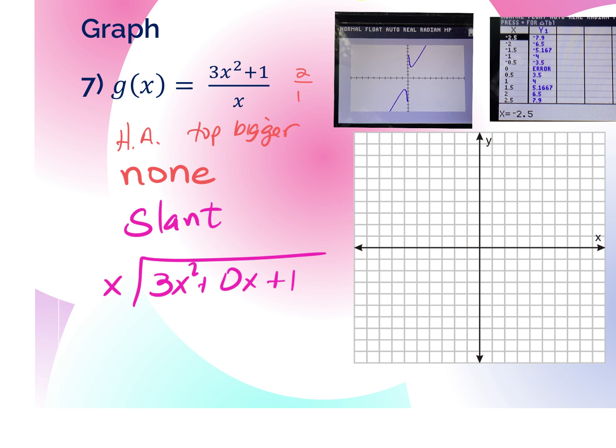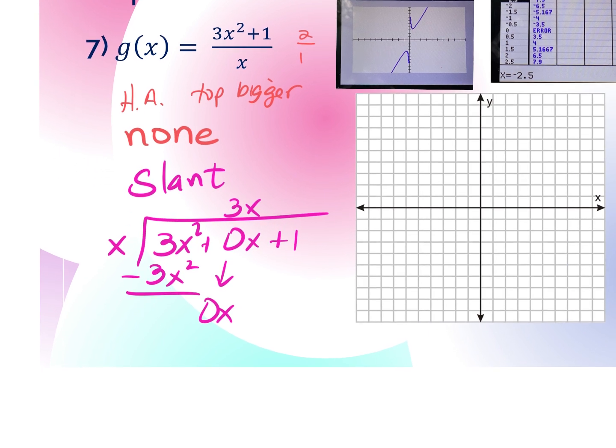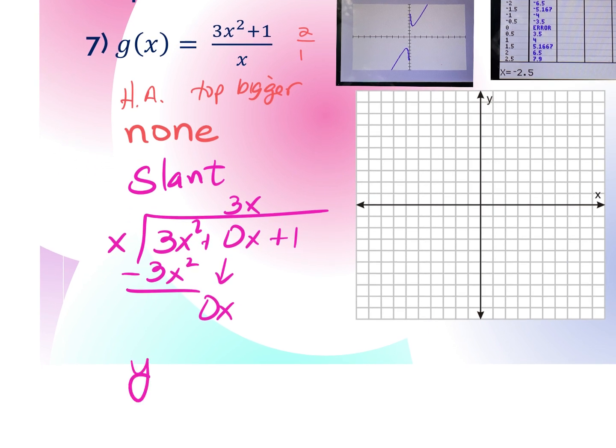So now we're going to look to see what we are going to multiply x by to make it 3x squared. We're going to multiply it by a 3x. We're going to multiply and then subtract, bring down. There's nothing to multiply x by to make it a 0. X is just a 0. So my equation for my slant asymptote, because I could bring it down, and that's my remainder, but I don't need it. So this is the equation for my slant asymptote.